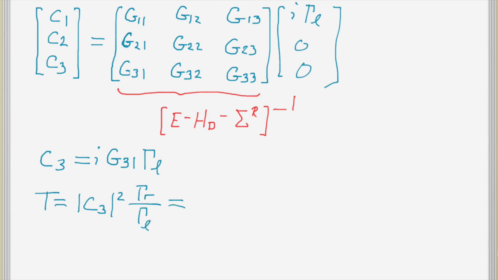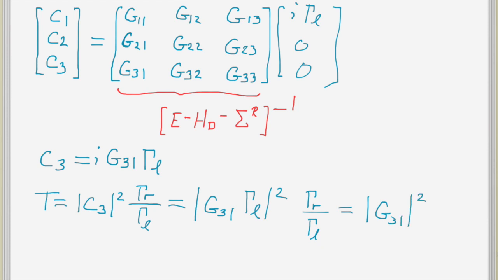And then substituting in this expression for C3 right above it, I get that that's equal to the magnitude of G31 gamma L squared times the ratio of gamma R over gamma L. And that's equal to the magnitude of G31 squared times gamma L gamma R. This is one of the more famous forms for the transmission coefficient. We'll come back to this in a second.